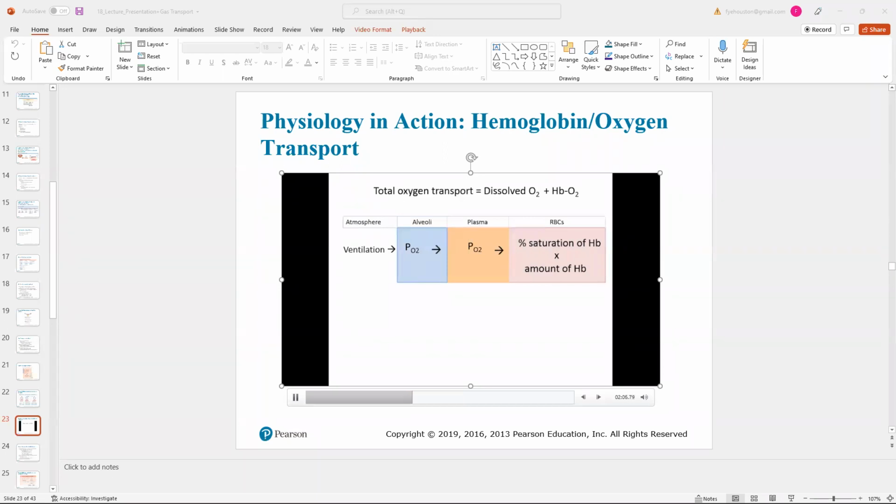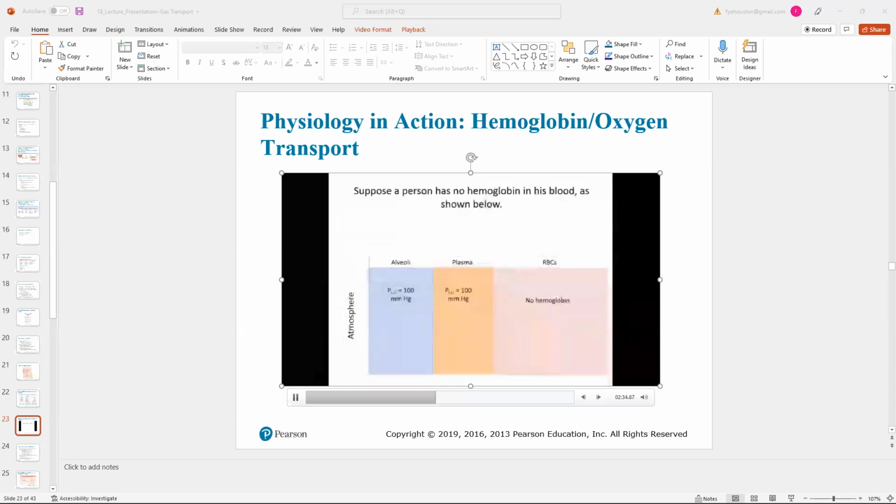For example, when hemoglobin is 100% saturated, 1 gram of hemoglobin can carry 1.34 milliliters of oxygen. How much oxygen can half a gram of hemoglobin carry if it's 100% saturated? The answer is half as much, or 0.67 milliliters of oxygen can be carried on 1/2 gram of hemoglobin. Here's another problem to work.